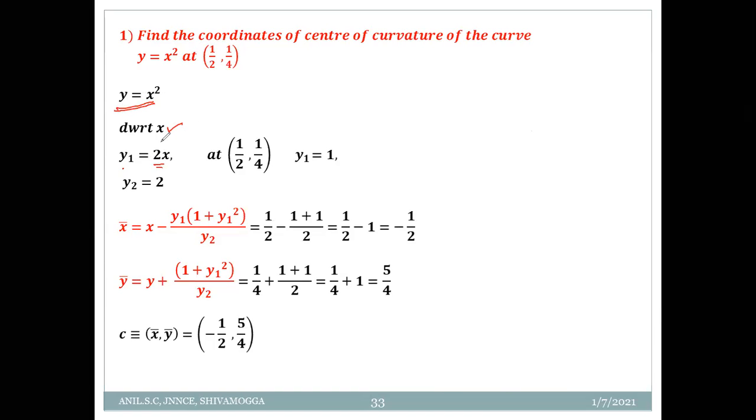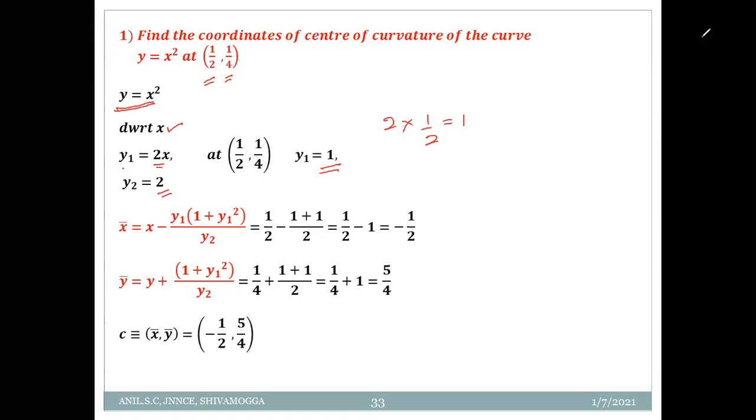Differentiate with respect to x. Derivative of y is y1 and derivative of x square is 2x. This derivative is required at the point where x is equal to 1 by 2 and y is equal to 1 by 4. Substitute. When x is equal to 1 by 2, this will be 2 into 1 by 2, which is 1. Therefore, y1 is equal to 1. Again, differentiate with respect to x. Derivative of y1 is y2 and derivative of 2x is 2. This is a constant, so you need not apply the point. Y1 is 1 and y2 is 2.